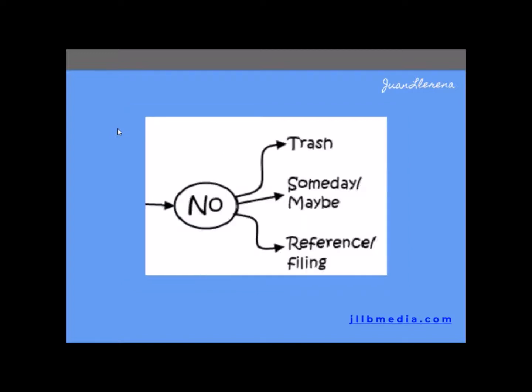If it's not actionable, well, three things could happen. One is that it will go into the trash. We'll have to discard it. That means that we need to learn to say no. We have to think of the opportunity cost. For example, when you choose to do one thing, you renounce to do another thing. And that's the cost of opportunity.